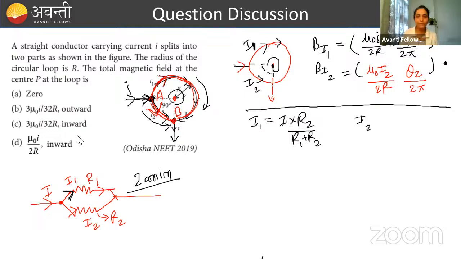I2 क्या हो जाएगा हमारा? Accordingly if you will do, so that is I into R1 by R1 plus R2. Done. So in both the expressions, you can see that I by R1 plus R2 is constant, same है ना? In I2 also there is a term I by R1 plus R2. What is different? R2 and R1. Done. So what will be the value of R2?